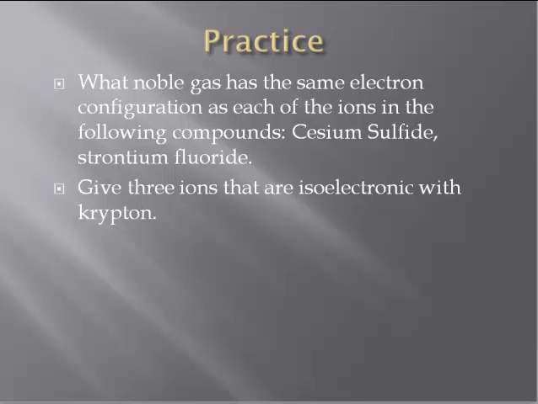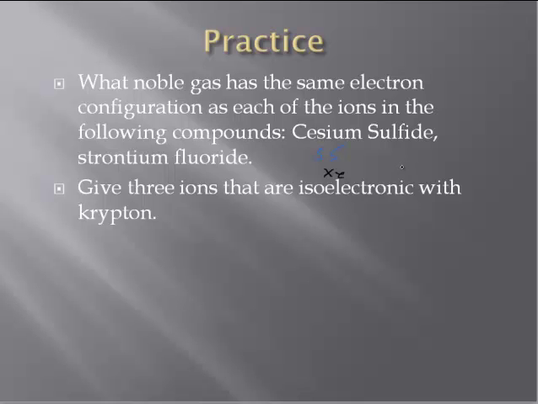What noble gas has the same electron configuration as each of the ions in the following compounds? All right. Now to do this, you need a periodic table. So if you were to look at cesium on the periodic table, you would see that it's element 55. All right, 55. Oop, I don't want blue. Blue doesn't work very well. It's 55. And what noble gas is close to 55? Well, cesium is an alkali metal, right? So it's going to lose an electron and have the same noble gas configuration as xenon.